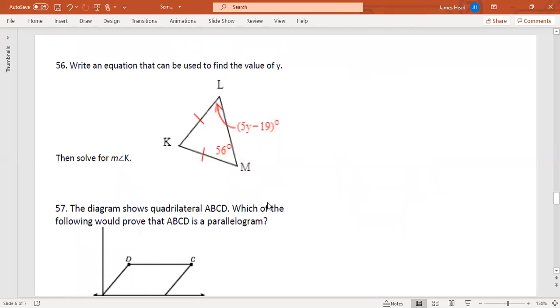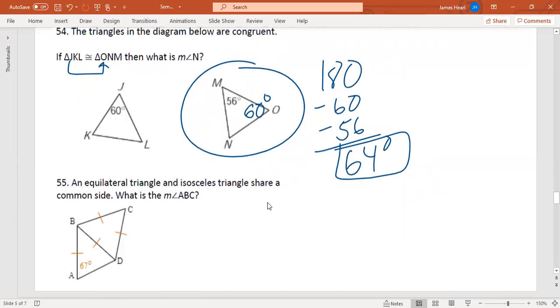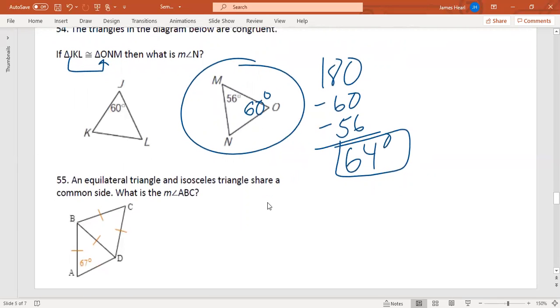All right, 55. You have an equilateral triangle and an isosceles triangle sharing a common side here. So we can start building a problem. You're asked to figure out the measurement of angle ABC up here. So let's do the left triangle first. Thanks to it being isosceles, I can add another 67 down in this corner, at which point that's a grand total of 134 degrees, and that leaves me 46 for this top portion up here.